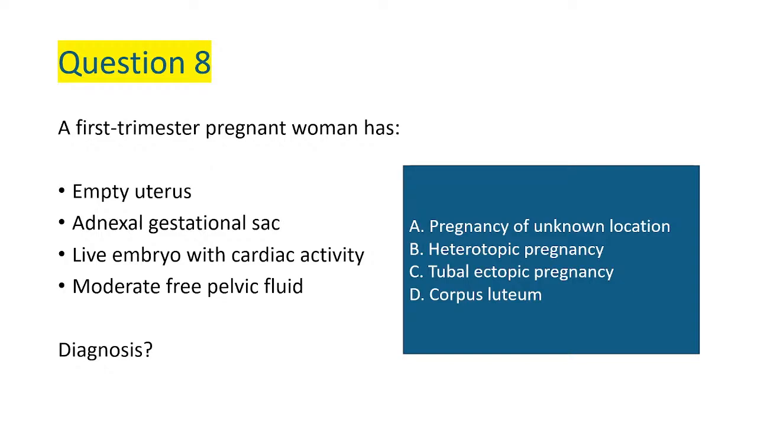What is the diagnosis? A. Pregnancy of unknown location. B. Heterotopic pregnancy. C. Tubo-ectopic pregnancy. D. Corpus luteum. What is the most likely diagnosis?